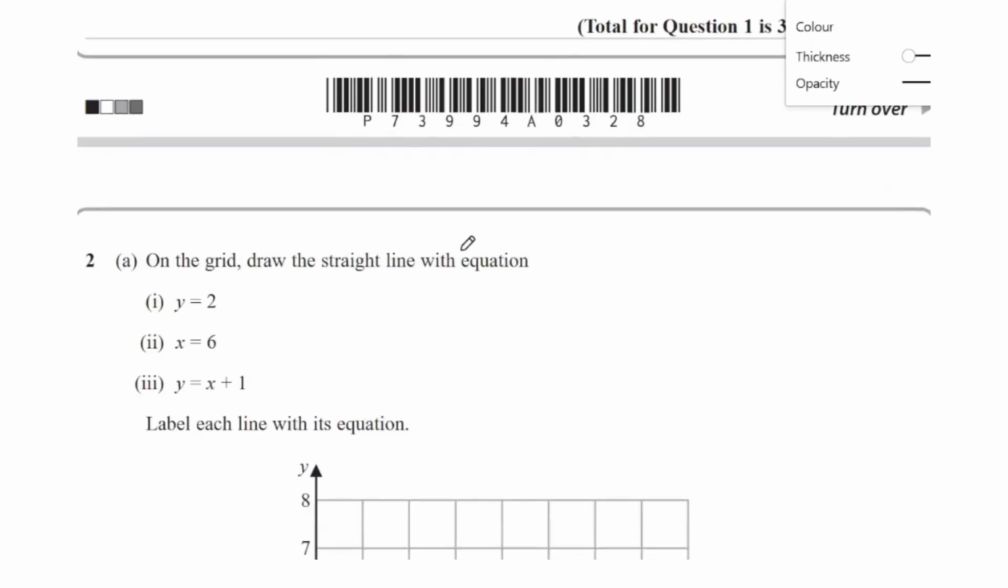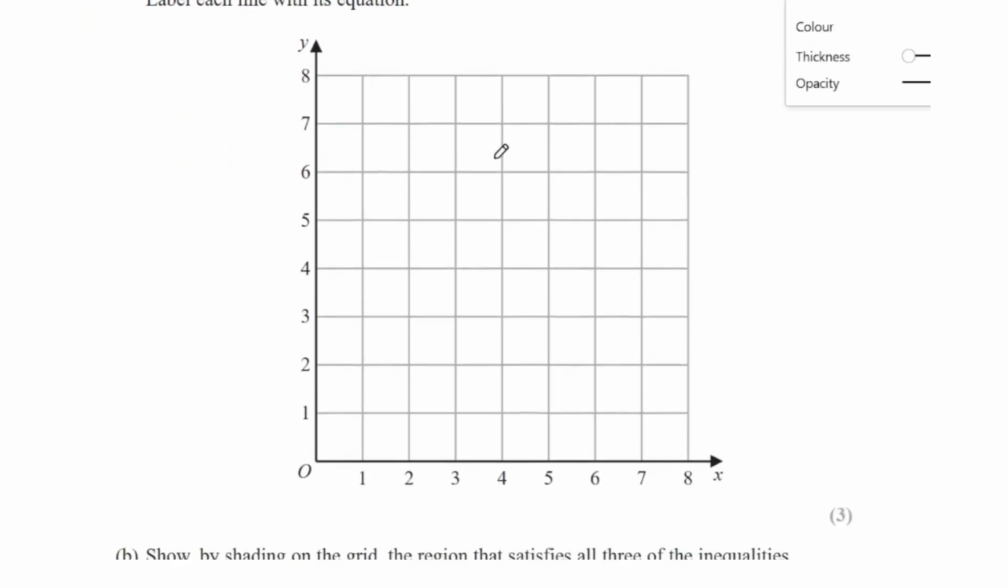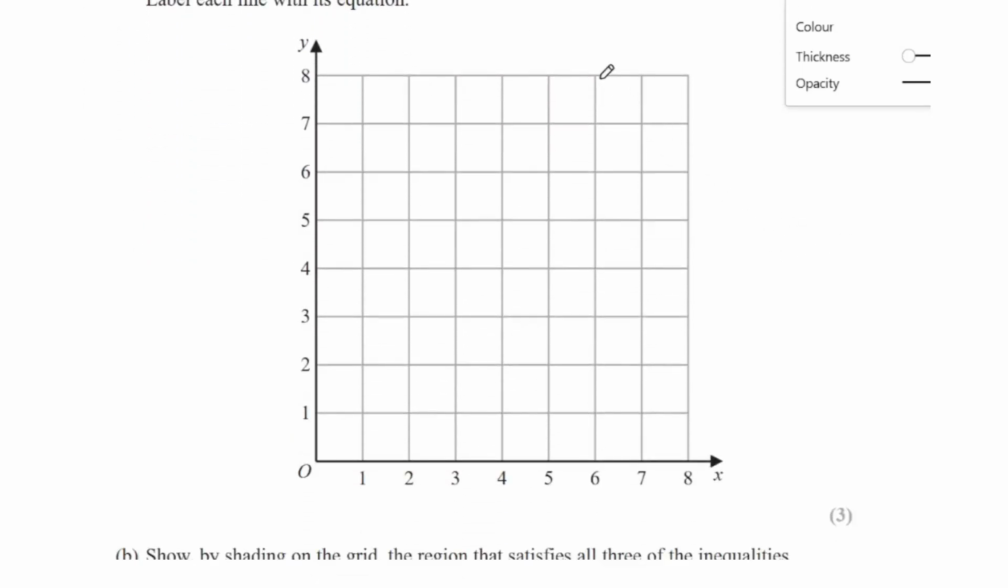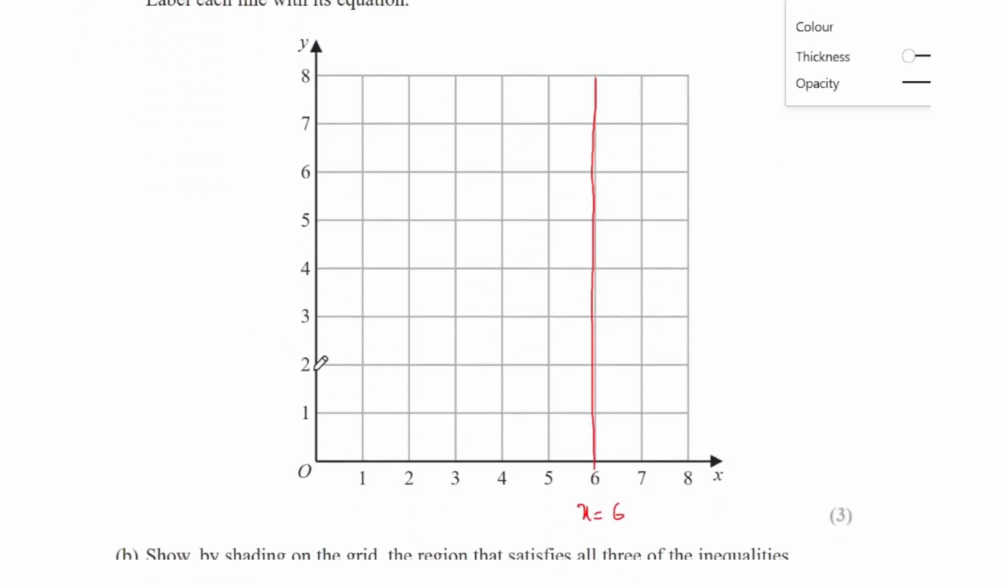Okay. Let's move on to question number 2. This question says, on the grid, draw the straight line with equation y is equals to 2, x is equals to 6, and y is equals to x plus 1. So where it would be x is equals to 6, 5. Okay, so let's draw a line here. So that line would be, you need to use a ruler. Okay, so this is x is equals to 6. Now the next part is y is equals to 2. And then draw a line here with the ruler. So this line is y is equals to 2.